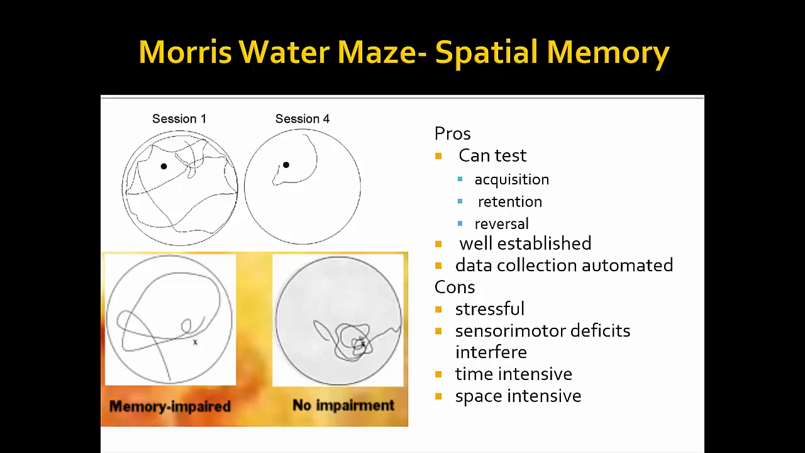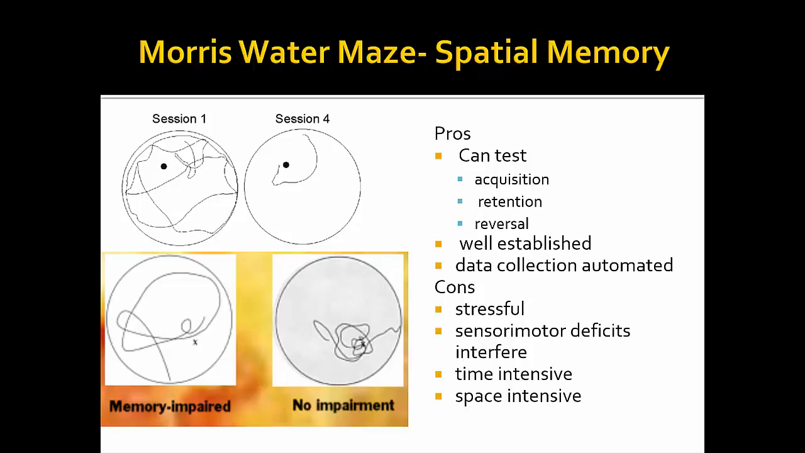So the next one we look at is you can also do various memory tests, and you have here the Morris water maze, which is spatial memory. And it's not an easy test to do. So that's one of its cons. It takes a lot of time. It's space intensive, but you can do multiple things with it once you've trained the animal.